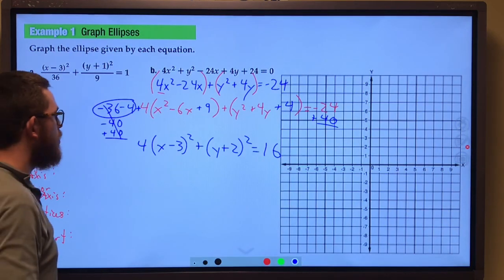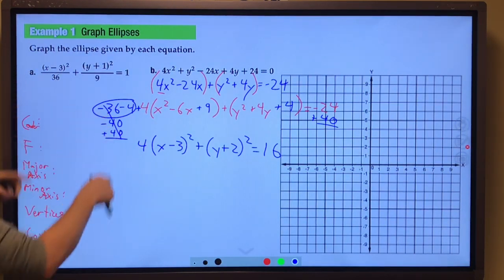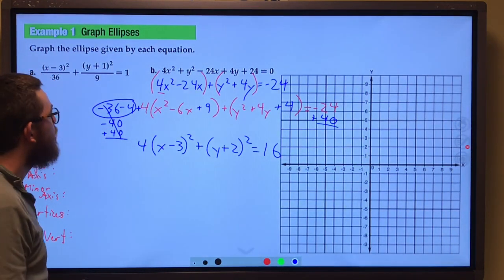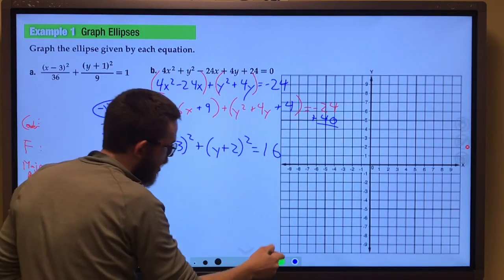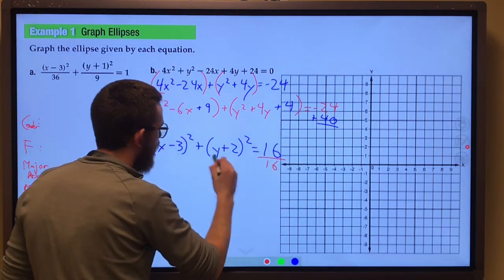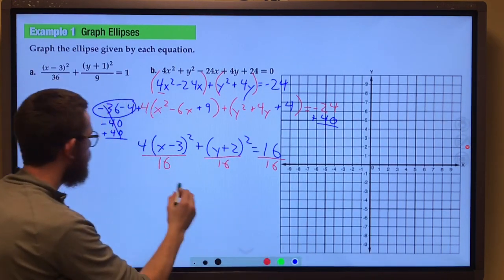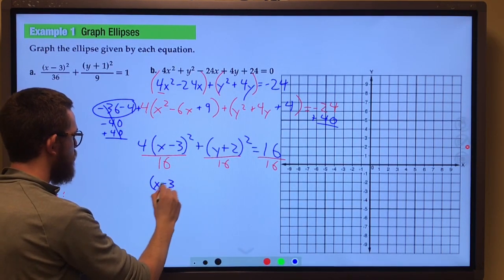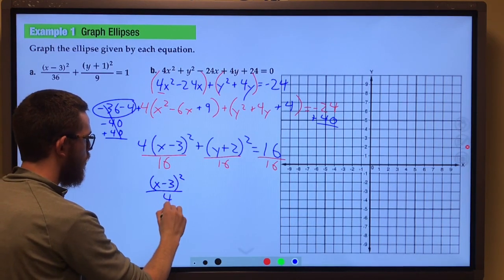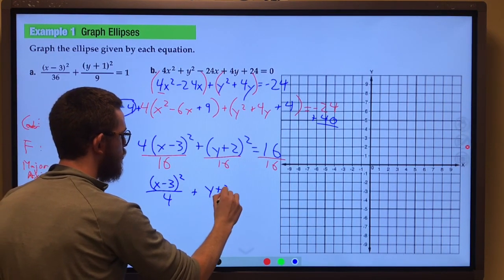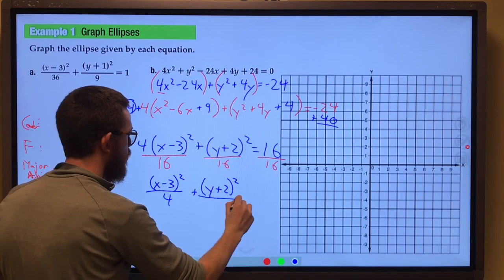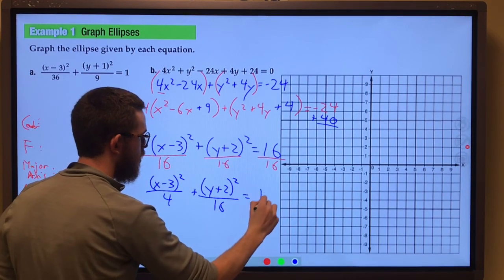Okay, so now we need to continue to make it look like our standard form. I need it to equal 1. Divide both sides by 16. That means I'm dividing everything by 16. This gives me x minus 3 squared over 4 plus y plus 2 squared over 16 equals 1.